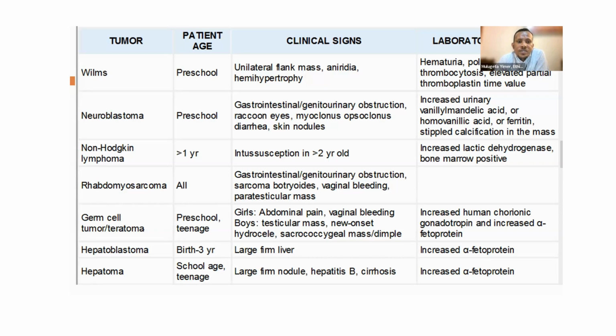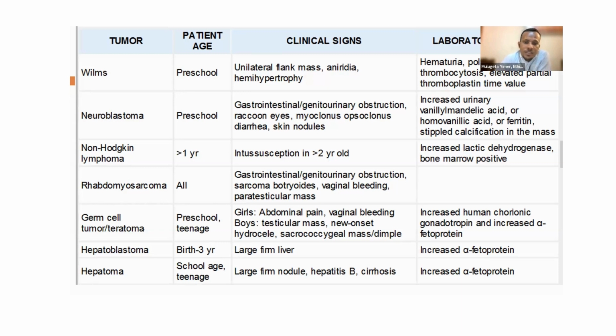But you can check on their eyes. That's why we have said detailed history and a meticulous physical examination. If you see on their eyes raccoon eyes, if there is opsoclonus, myoclonus, or if there are cutaneous nodules with a flank mass, that will give you a clinical impression of neuroblastoma.